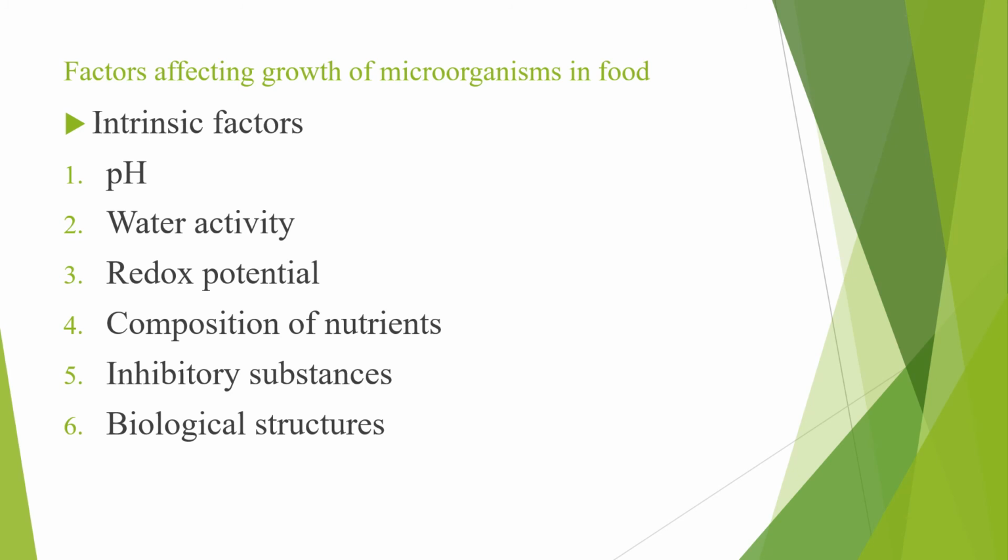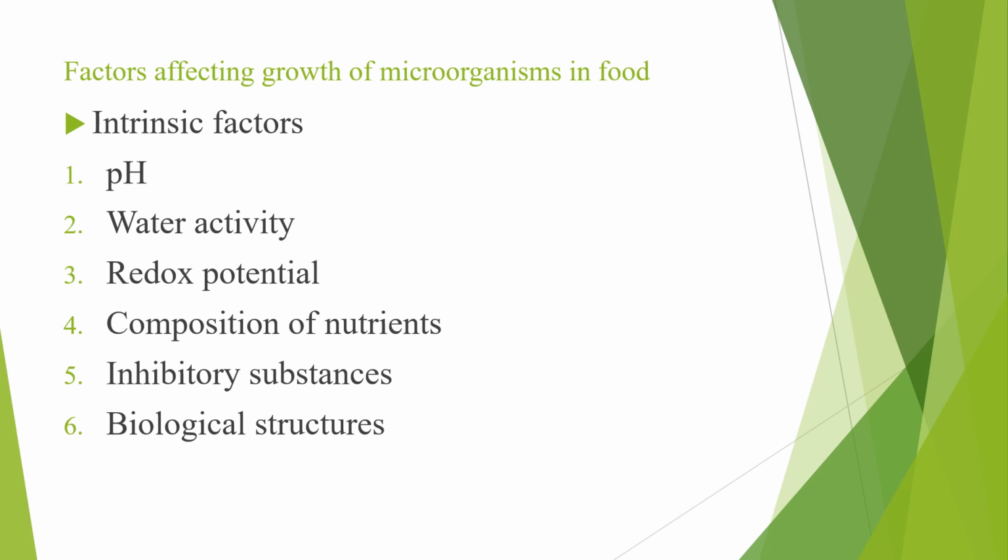Next, the water activity of the food item is also another important factor. Next is the oxidation reduction potential, or the redox potential, and another important factor is the composition of the nutrients. So the nutrient content of the food item is also an important factor that influences the growth of microorganisms in the food item. Next, the presence of some inhibitory substances. Sometimes some microorganisms are already present in the food items and they will produce some inhibitory substances. So such inhibitory substances are also an important factor.